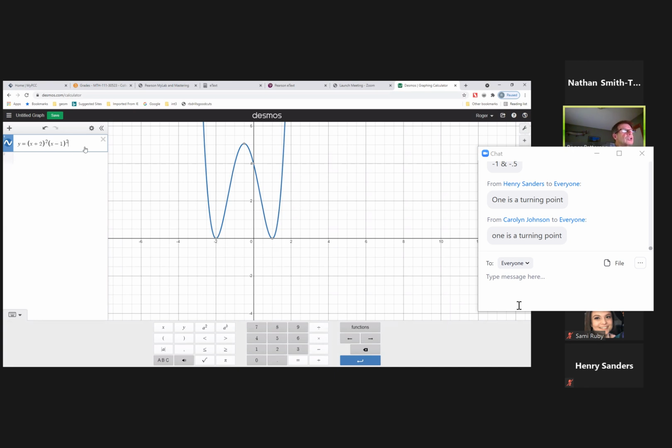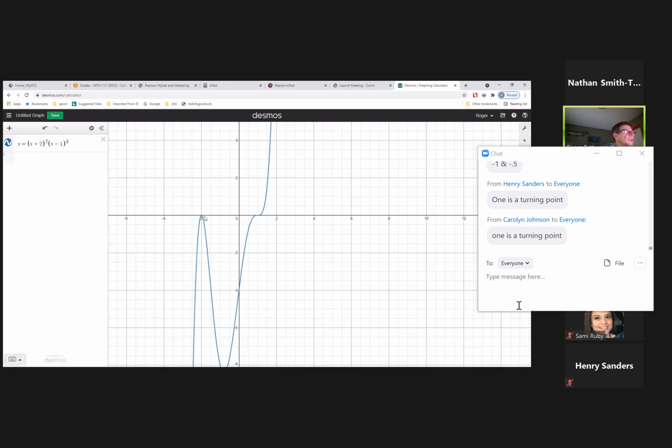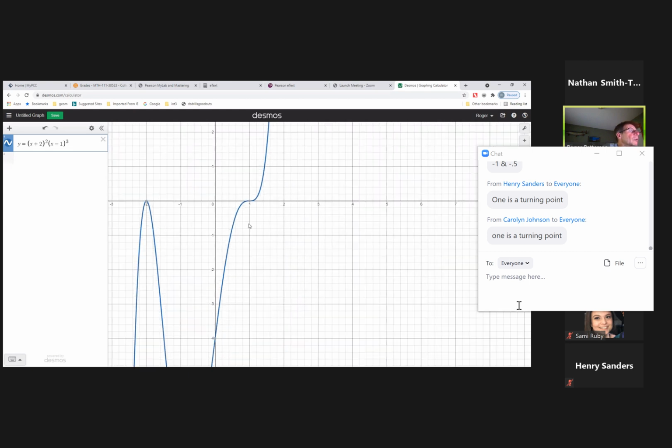Now let's change this one. So that's a 3. And you might say, well, there's nothing exciting happening there. We still have a multiplicity of 2 here, but this one doesn't look any different than when we had a multiplicity of 1. Well, you're right. It doesn't.